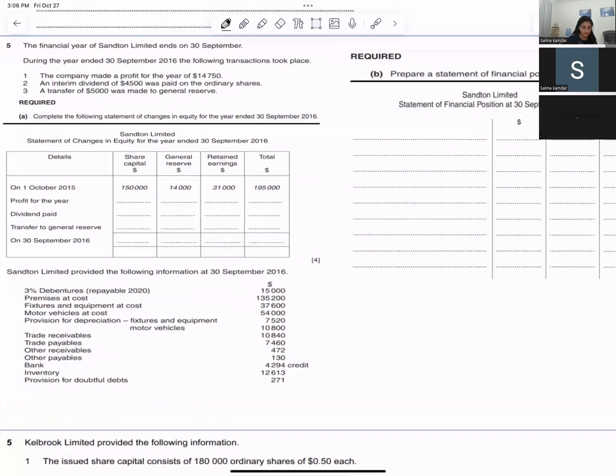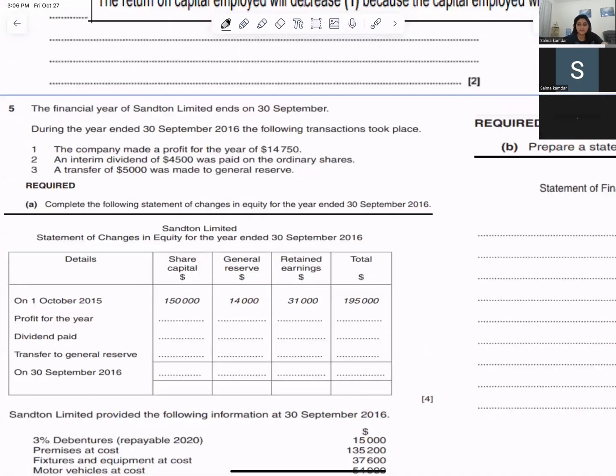Okay. Read the question, please. The financial year of Sandton Limited ends on 30 September. During the year ended 30 September 2016, it is ending on which date? 30 September 2016. That means they will ask us to prepare everything on 30 September 2016. Okay, very well. Now read ahead.